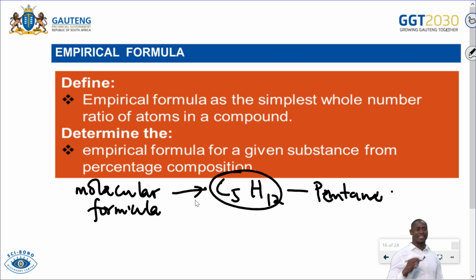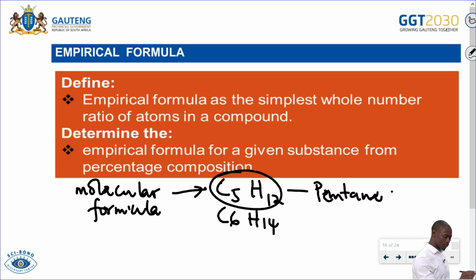Then the empirical formula, we are saying it shows the simplest whole number ratio of atoms present in that compound. So for example, here, for C5H12, this example is not going to work for me. Let's use C6H14. That is hexane.